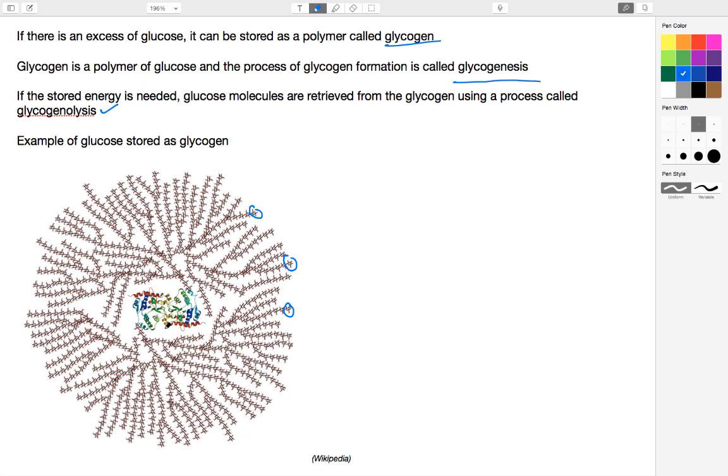And there's a protein required in the center here that acts as sort of the seed molecule to grow all of these polymer chains off of. And that's how your body stores glucose as glycogen. So this concludes this brief video on how cells store, generate, and retrieve energy.